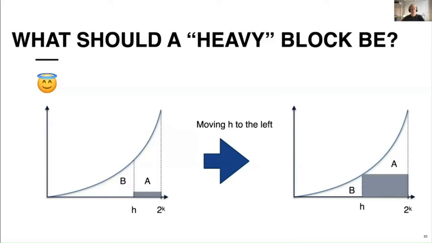Now let's think of what happens if we move H to the left instead. Then we will also get the case that there are too many overlapping heavy blocks. But on the other hand, if the network delay actually decreases, then the area of waste actually decreases. And now A becomes significantly larger, even with a smaller H.